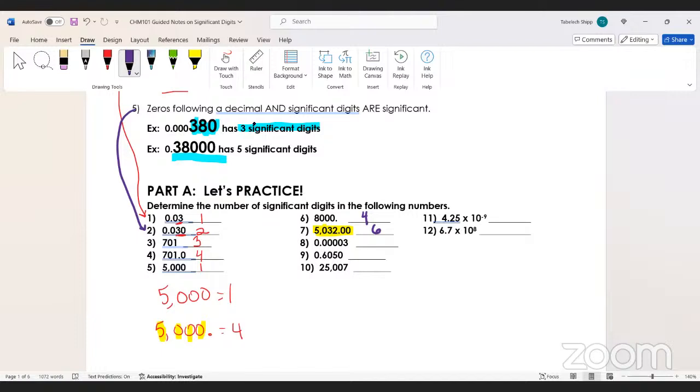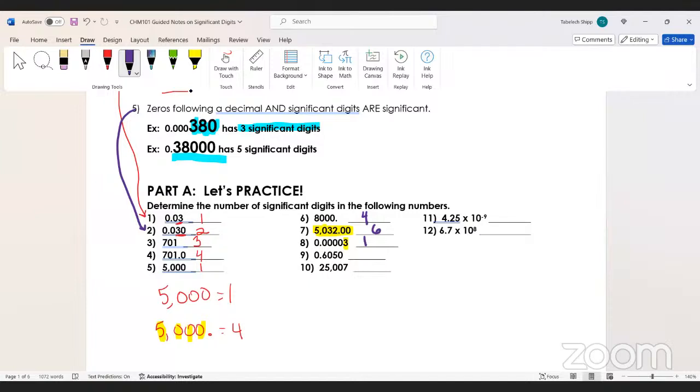Number 8, we've got 0.00003. Guess what? You can have all those zeros, but until you hit the first significant number here, which is that 3, that's the only one that's going to count. So in this case, I put the 3 there, but I meant to say 1 significant digit.